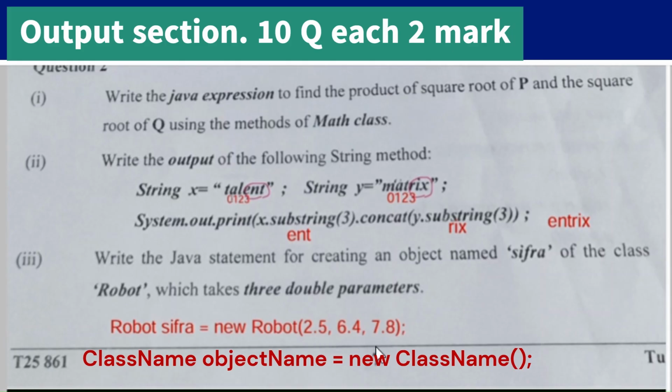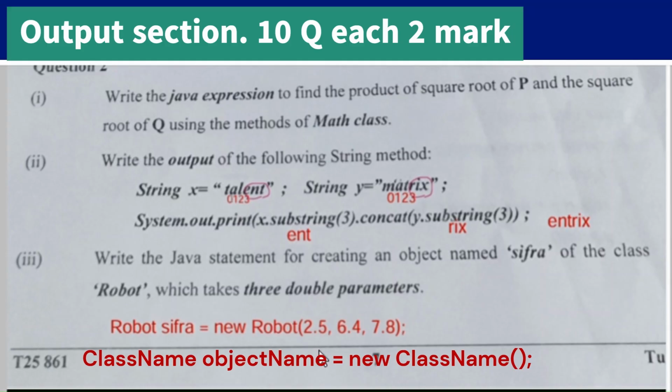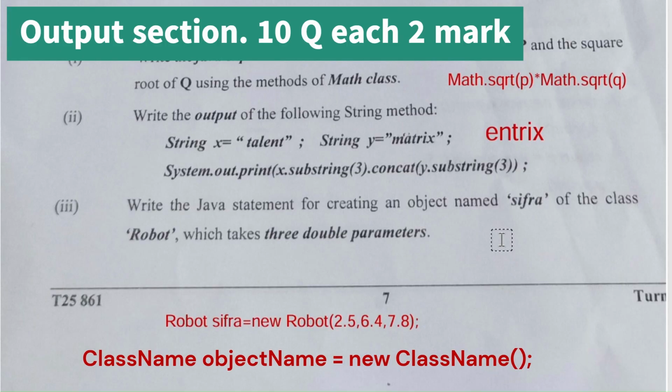For example, robot Sifra = new robot(); Here, robot is the class name. Sifra is the object name. New is the operator used to create the object. Robot is the constructor with parentheses. And the semicolon completes the statement. So the general syntax is: class name, object name, is equal to new class name.